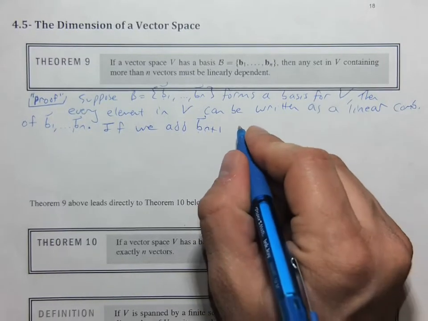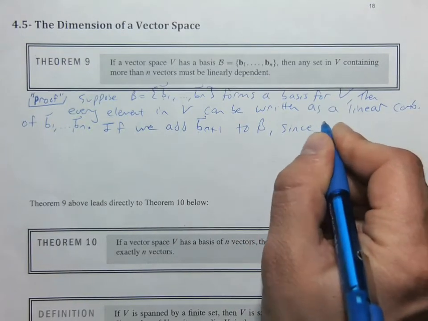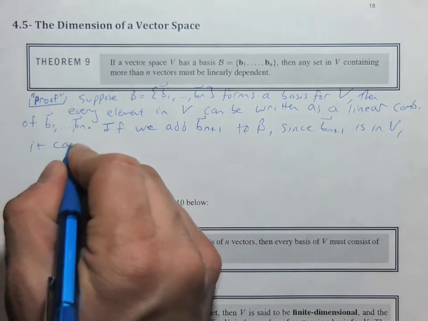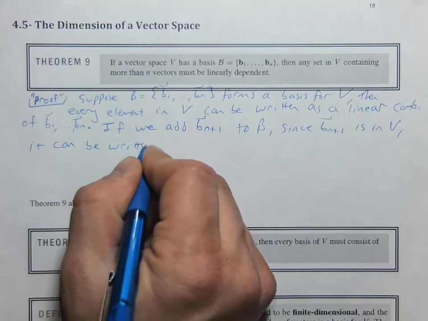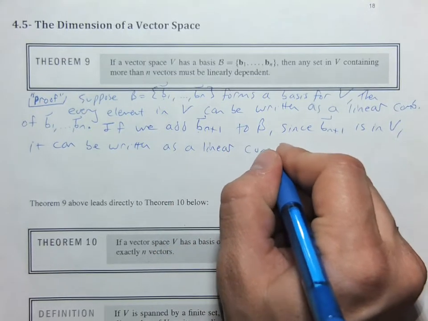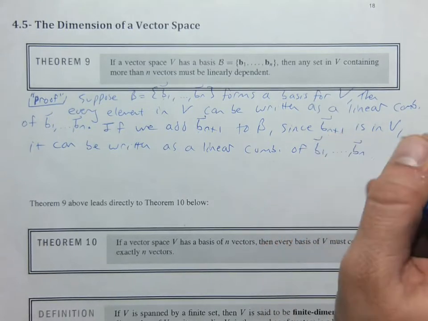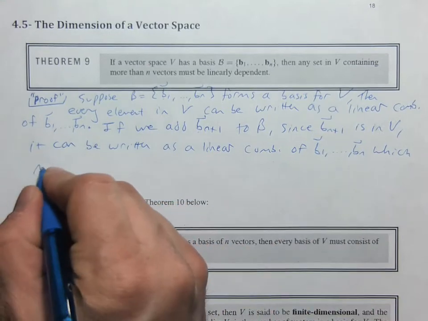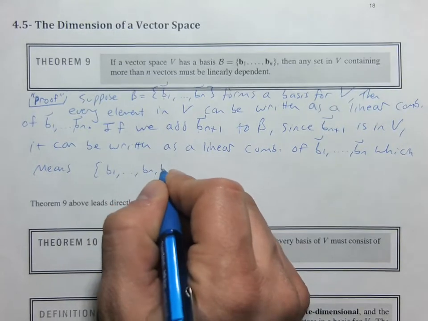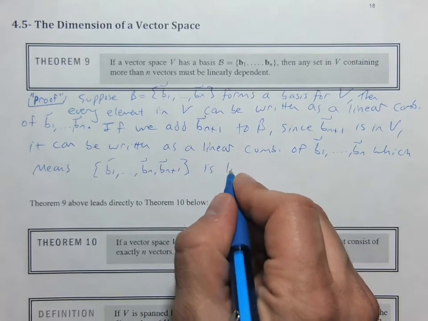So if we add b(n+1) to our basis beta, since our new vector b(n+1) is in V, it can be written as a linear combination of the basis elements. And that, by definition, is linear dependence. So that would mean our new set, with n plus 1 vectors in it, is linearly dependent.